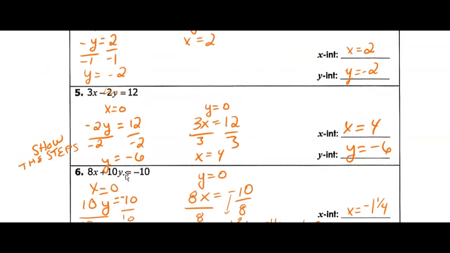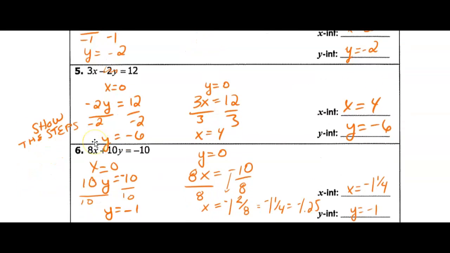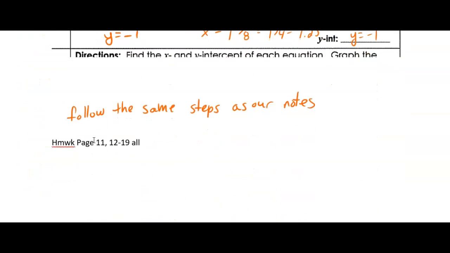So what I see right here, showing your steps on 4, 5, and 6, is what I should see when you go back a couple pages and do this.